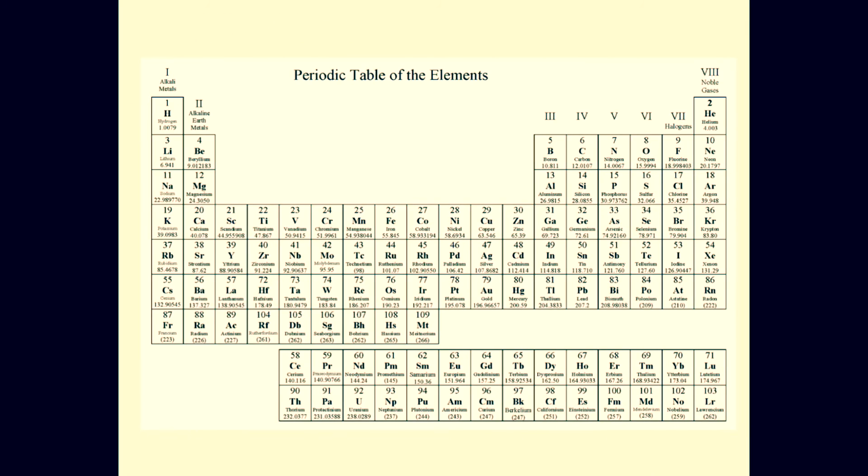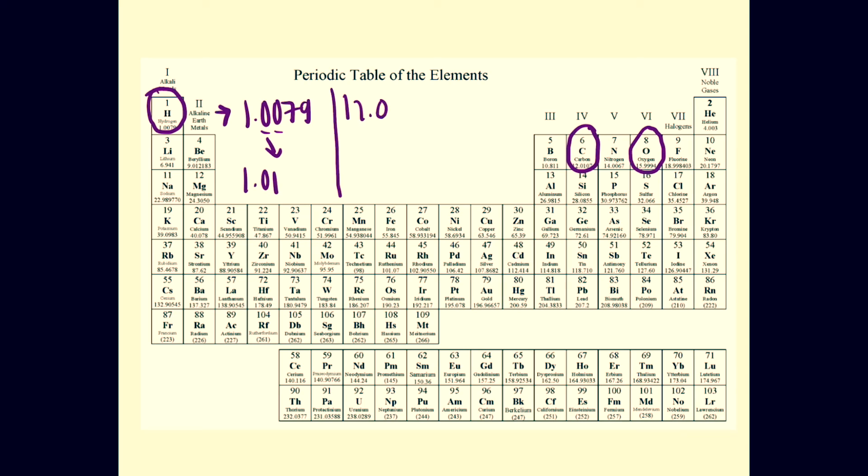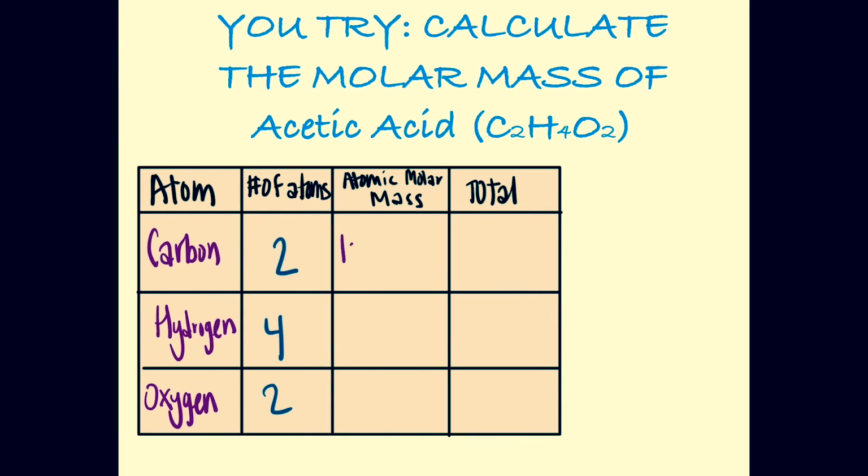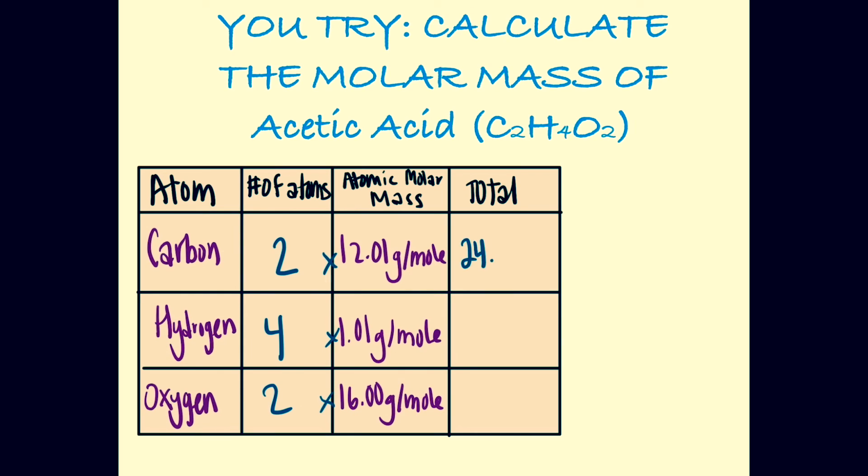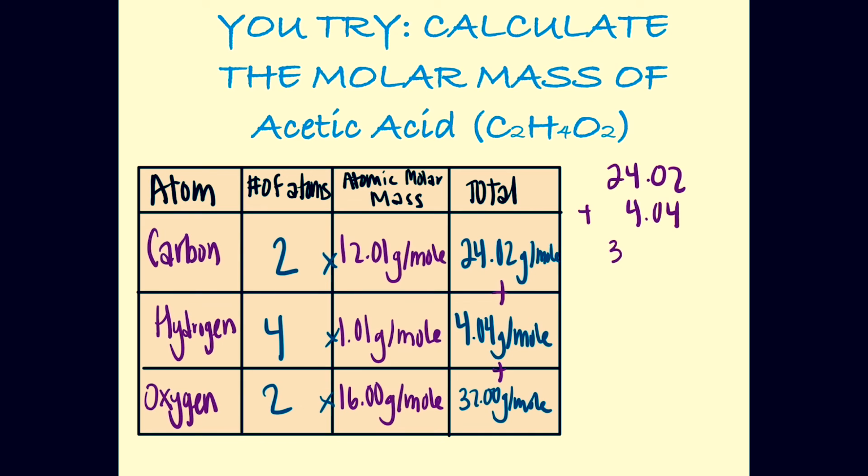For atomic molar mass, we look over to our periodic table and we locate each one of the elements. We get hydrogen has an atomic molar mass of 1.01, carbon of 12.01, and oxygen of 16. So we add that into our chart and then we multiply them by the number of atoms, and we get a total of 24.02 for carbon, 4.04 for hydrogen, and 32 for oxygen. Now we have to add them all together to get a total of 60.06 grams per mole.